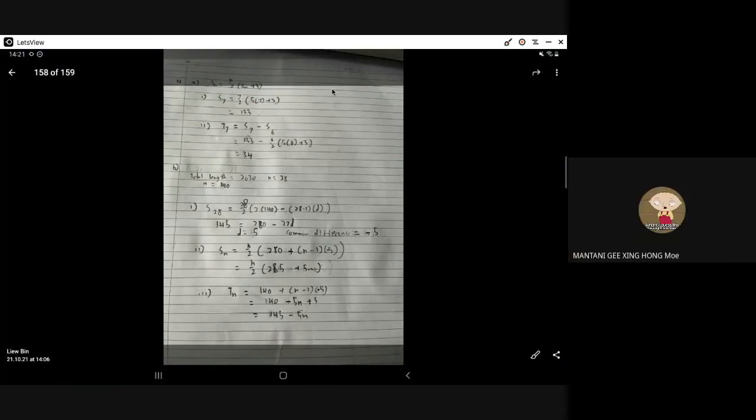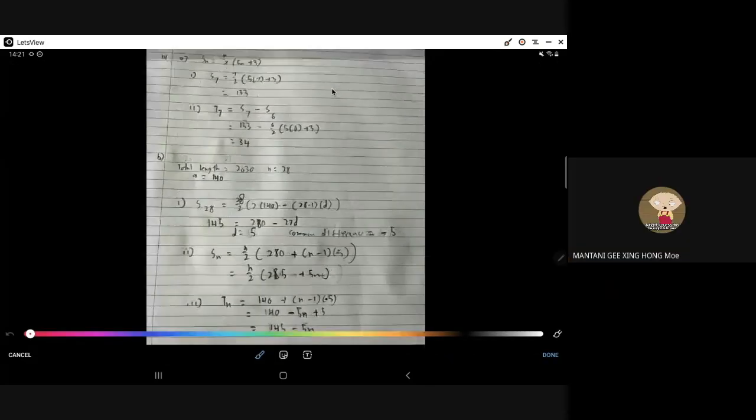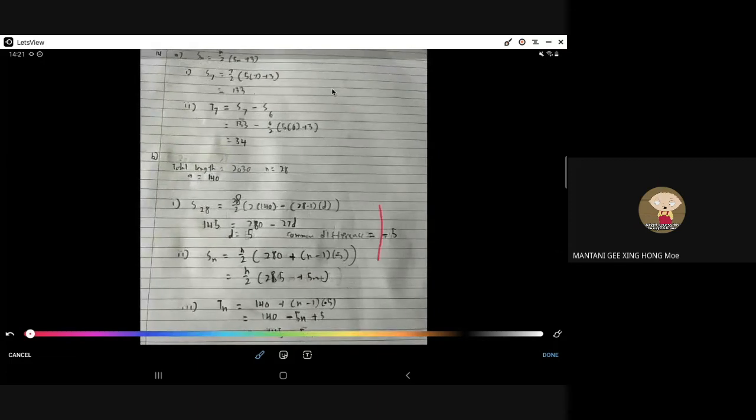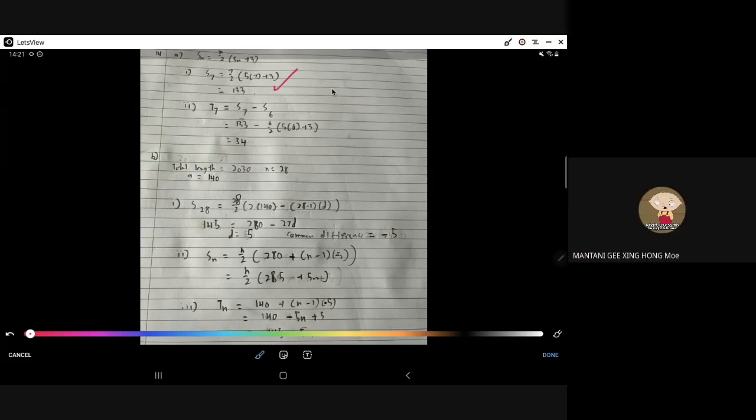Okay. So 14A, the first one is you have to find the sum of the first 7 terms. So you just substitute n equals 7, and then you got 133. Alright. And then the second one is the 7th term. In order to find the 7th term, you have to subtract the sum of the 6th term from the sum of the 7th term. And then you calculate again, and you got 34. So 34 is the 7th term.